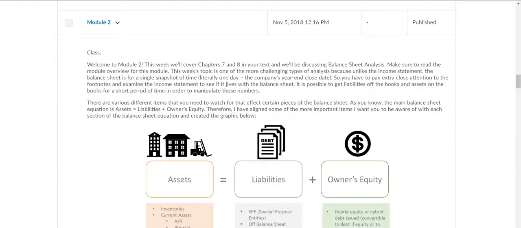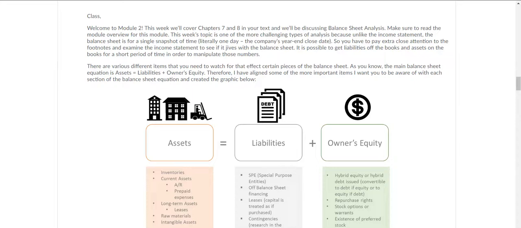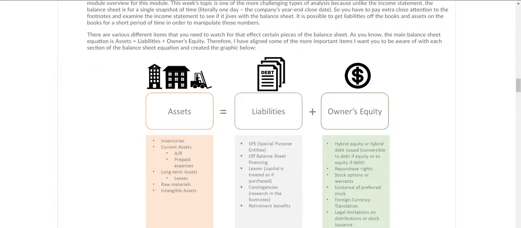This week we're going to cover chapters 7 and 8, and we'll be covering balance sheet analysis. So with that, I just wanted to talk about some of the major valuation policies of key financial statement items for the balance sheet. There are so many different policies that can be chosen for each one of these different balance sheet items, and they in turn can impact the business valuation pretty greatly. Let's just start with assets.